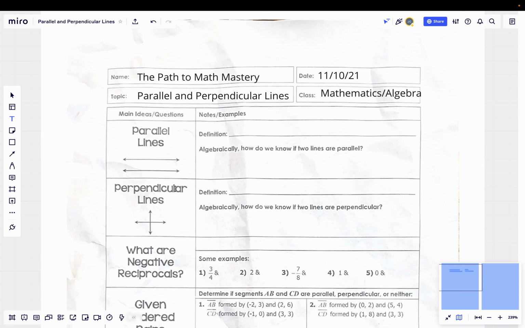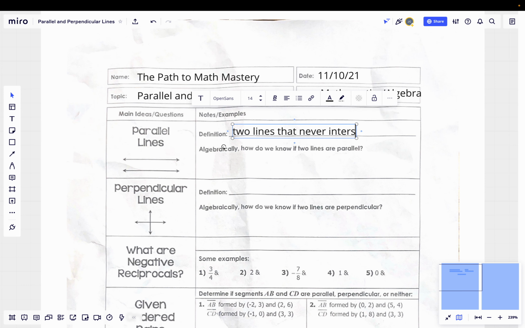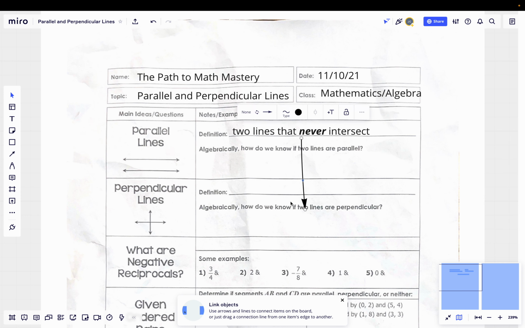So now let's begin with parallel lines. What do parallel lines mean? It means two lines that never intersect. I would like to specify never, because the word never is very important. So they never intersect. That means they will never draw lines. So two lines that never intersect.